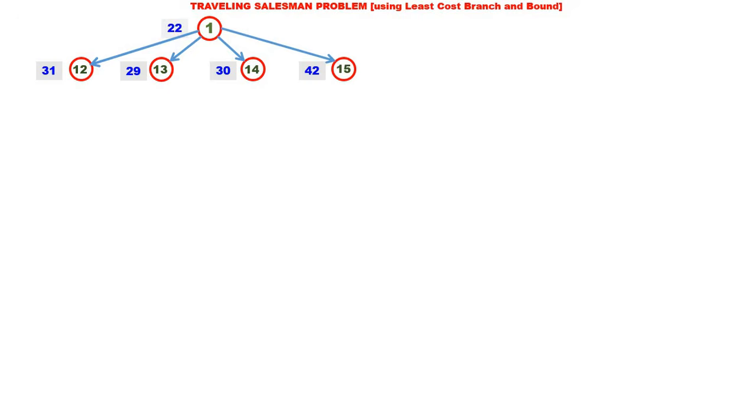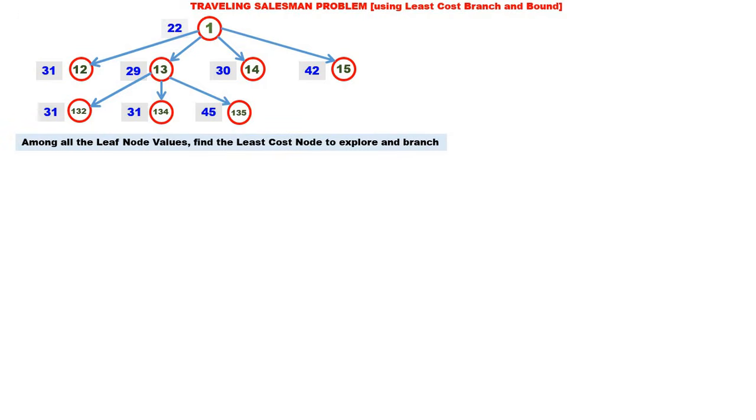Now we shall write the state space tree. This already you know we have done. We had explored 1 3 and we have got three different values here. 1 3 2, 1 3 4 and 1 3 5. Now among all the leaf nodes we have to find the minimum. Just observe here. Among all the leaf nodes find the least cost node to explore and branch. That is what is least cost branch and bound.